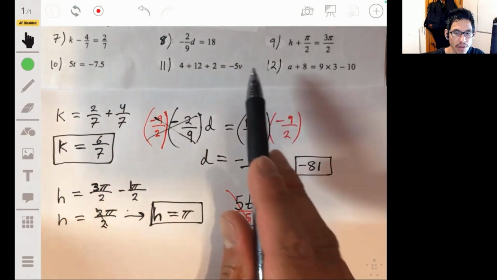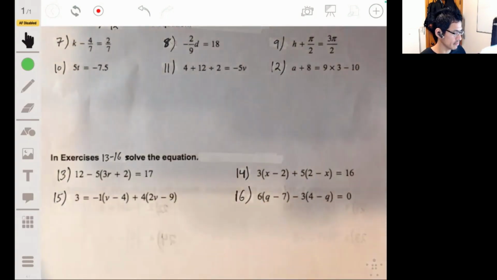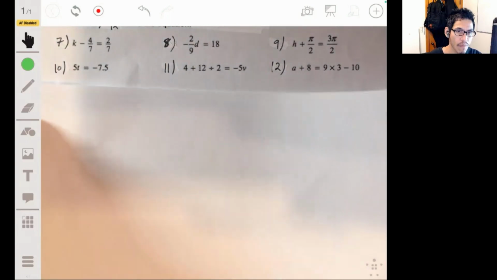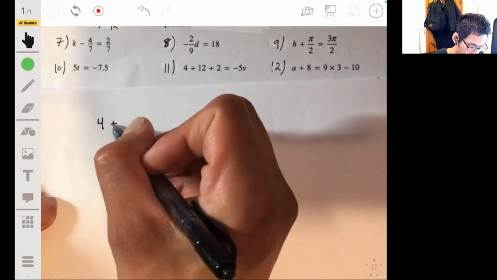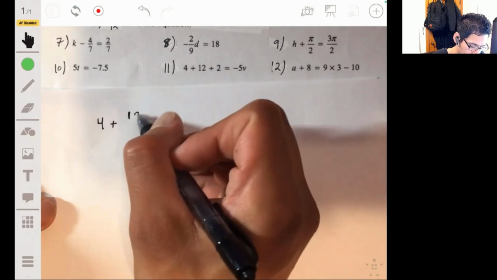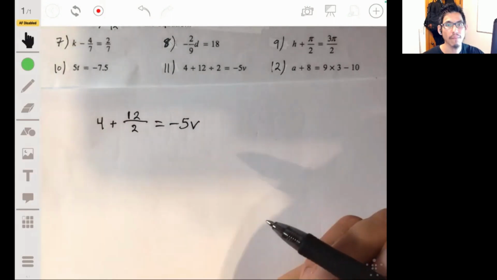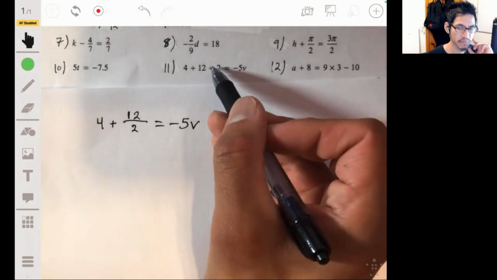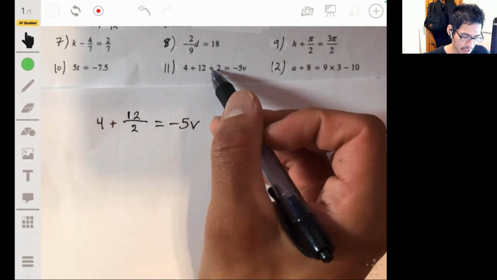Yep. 11. Get a fresh new sheet of paper here. 4 plus 12 over 2, or 12 divided by 2, which is going to look like this, equals -5e. They do this just to mess with you. Yeah, that's really it. So just don't let them mess with you.